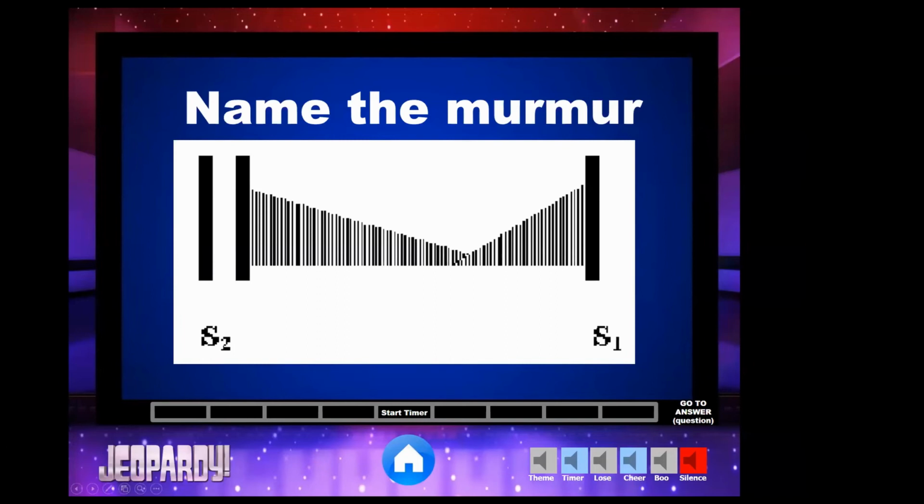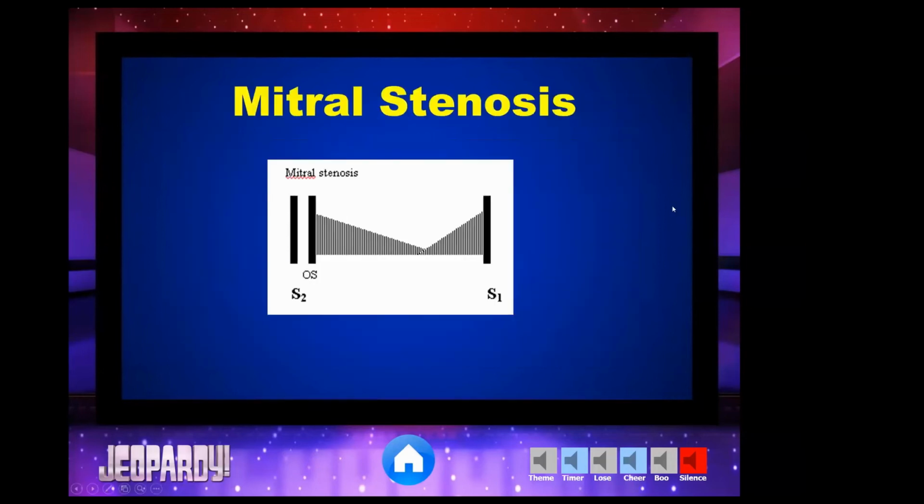Carlos, unmute yourself. Which team are you in? Number 1. So team 1 gets it correct. It is mitral stenosis. It's a mid-diastolic rumbling murmur.